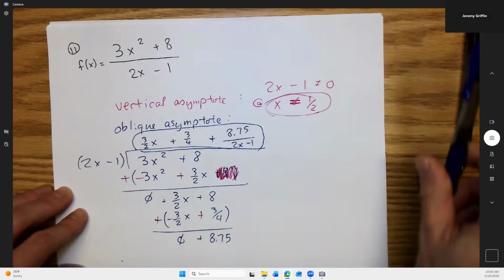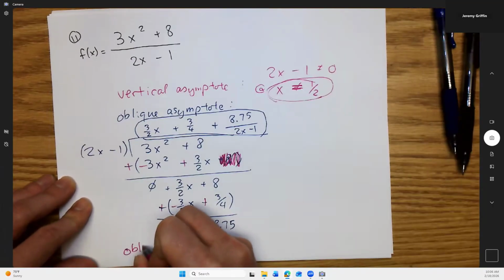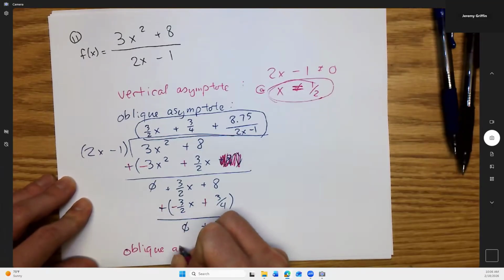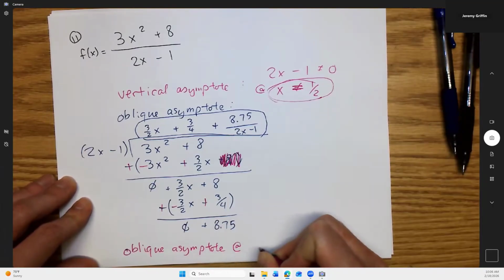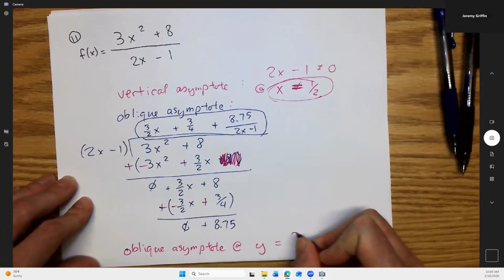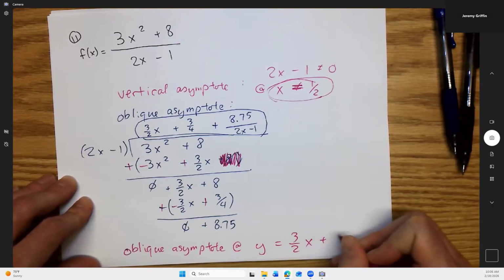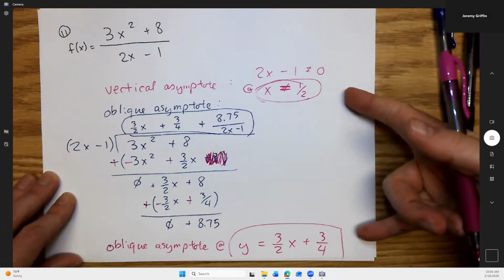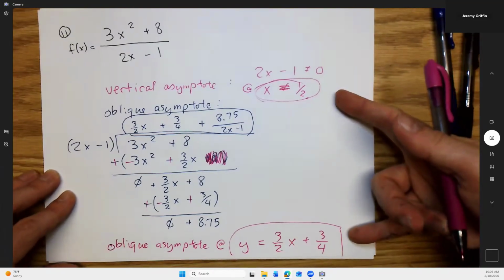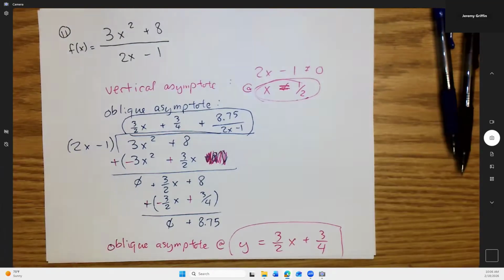So here, let me spell this out. Oblique asymptote at y equals 3 halves x plus 3 over 4. So now we have the vertical asymptote and also the oblique asymptote. Okay, you guys follow that?